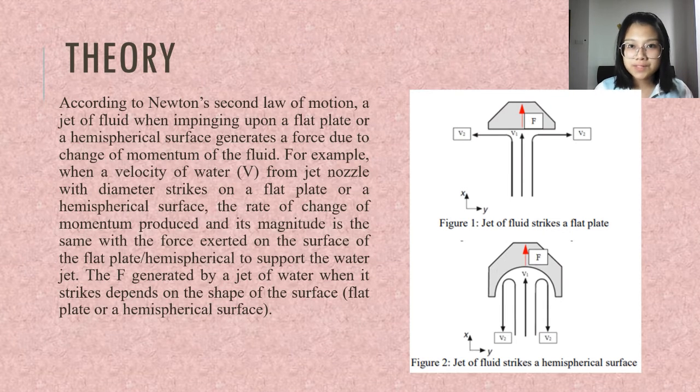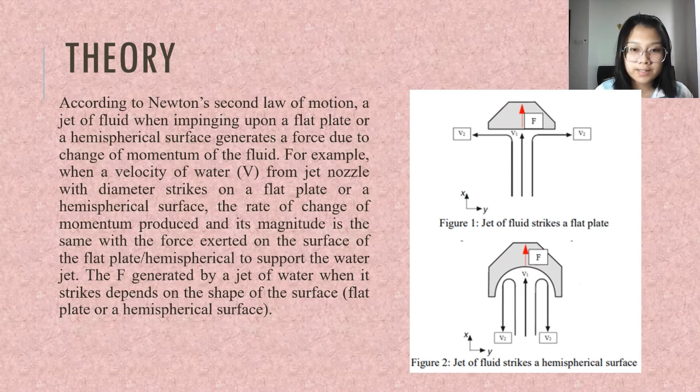First and foremost, we will introduce the theory for this experiment. According to Newton's second law of motion, a jet of fluid impinging upon a flat plate or a hemispherical surface will generate a force due to the change of the momentum of the fluid. For example, for the velocity of the water from the water jet's nozzle with a diameter striking a flat plate or a hemispherical surface, the rate of change of the momentum produced has the same magnitude as the force exerted on the surface to support the water jet.